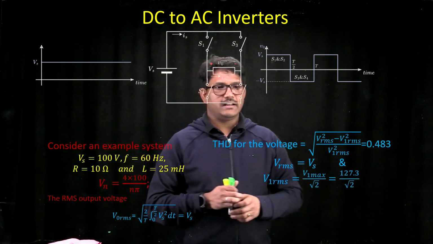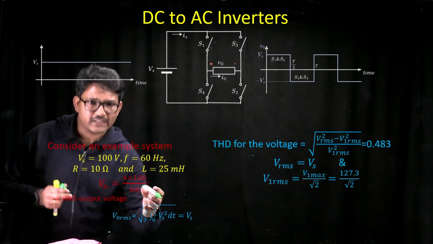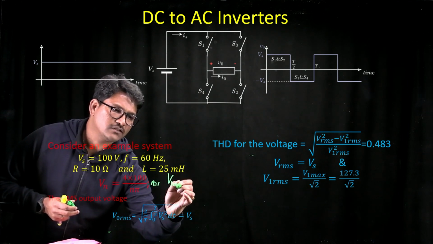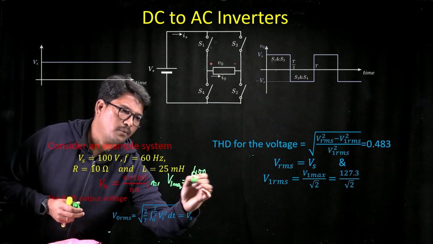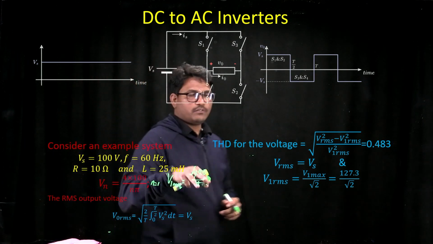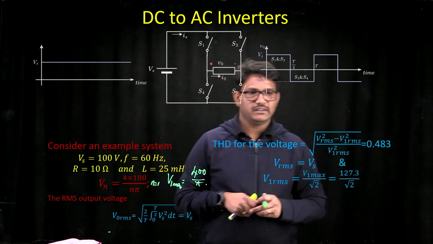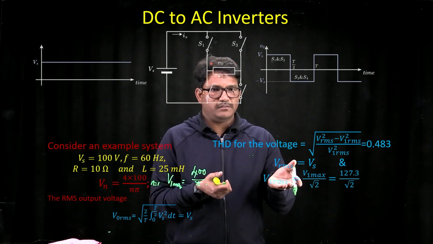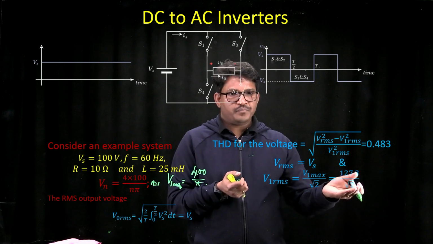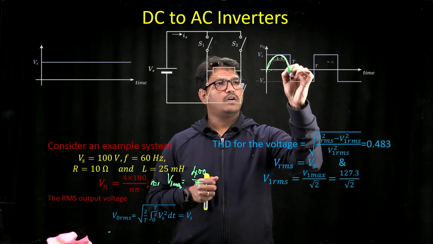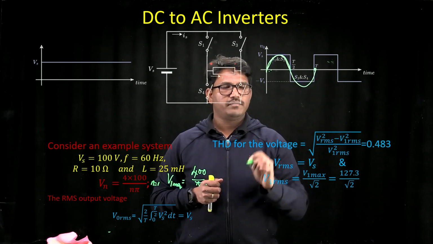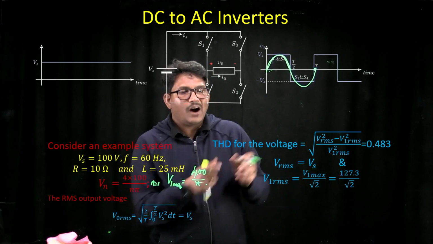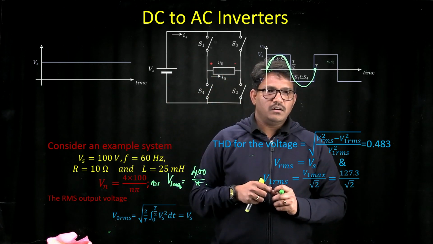So I'm saying that in the case of n equal to 1, V1 max is 400 upon pi. If you calculate 400 upon pi, that is 127.3. That's the max value of that fundamental frequency. And the RMS value of that fundamental frequency will be 127.3 upon root 2. So the RMS value of this sine wave that you have embedded into this square wave is 127.3 upon root 2. Now, how deviated is this from the fundamental RMS?